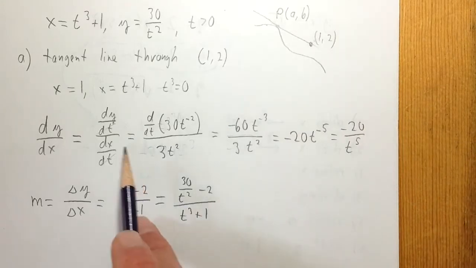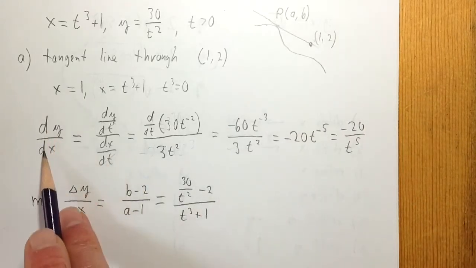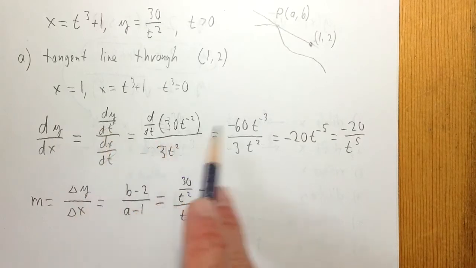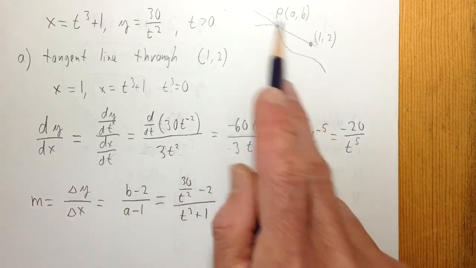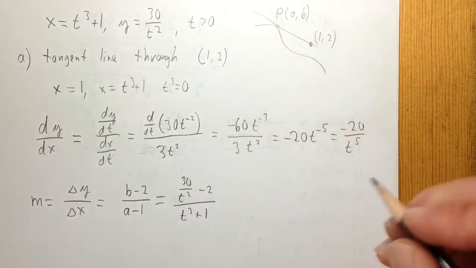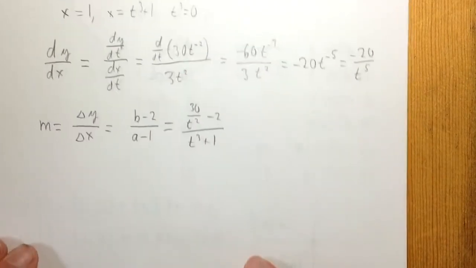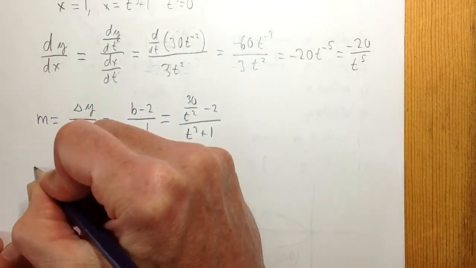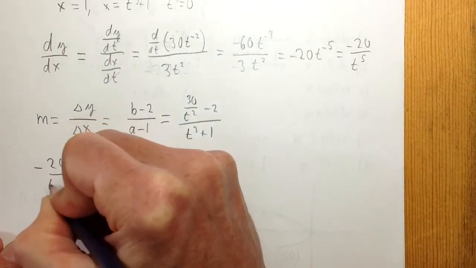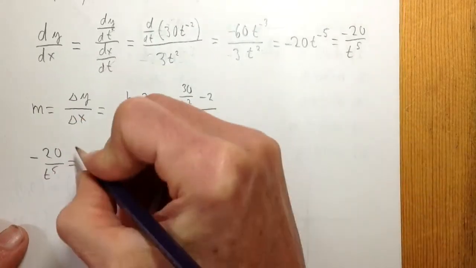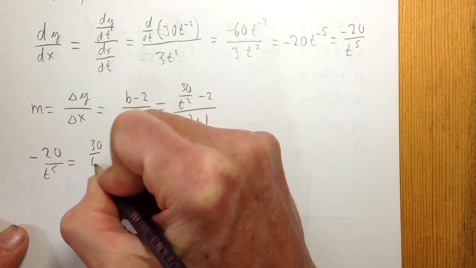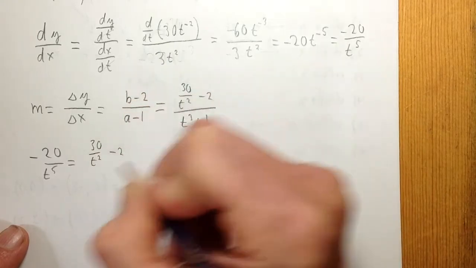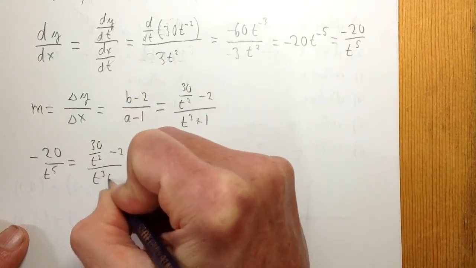Again, the trick here is you get two ways to find the slope. One is dy/dx, taking the derivative of each one with respect to time and dividing them. The other is just the regular old change in y over change in x, drawing our picture, and you have 2 points. So we set those two things equal. This is the algebra part. Negative 20 over t to the 5th is equal to, big mess here, 30 over t squared minus 2 divided by t cubed plus 1.